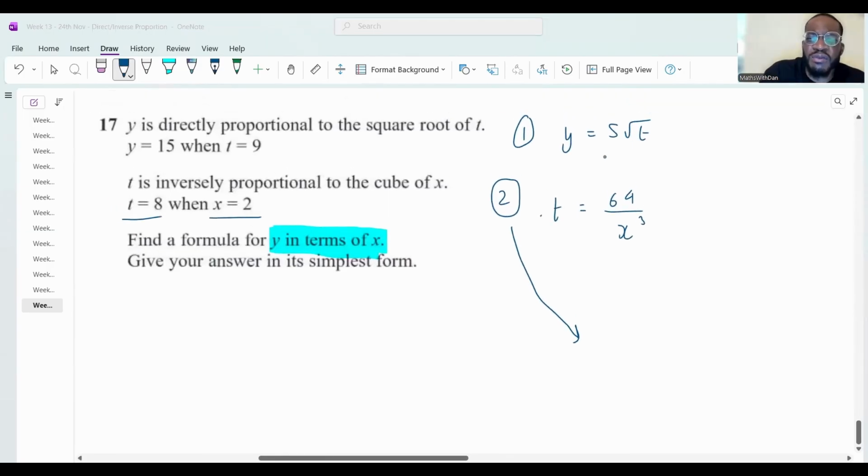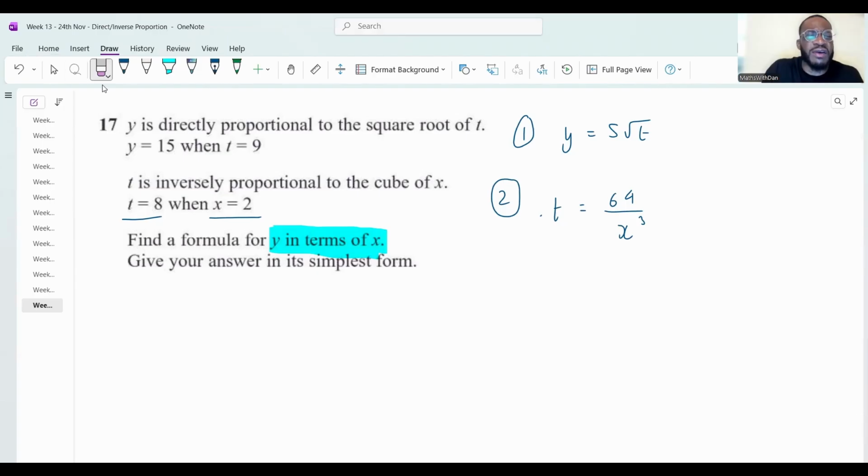So we need to look at our formula for y. We said that it's in terms of t. We don't want it in terms of t, we want it in terms of x. But remember, when I look at this one, t is equal to 64 over x cubed. T is in terms of x. So I could substitute t into my y equals 5 root t formula. So I'm going to write sub equation 2 into 1, because that will eliminate t and get it in terms of x. So y is equal to 5 and then root, and then t is all of that, it's 64 over x cubed.